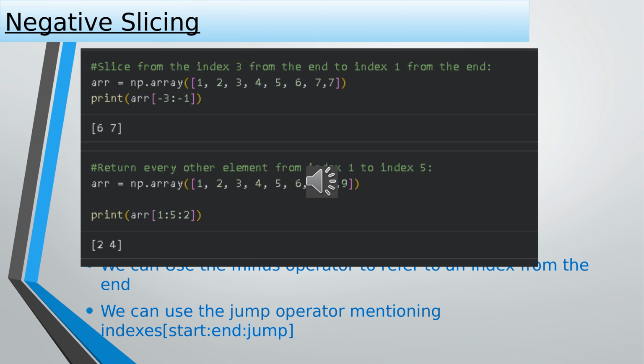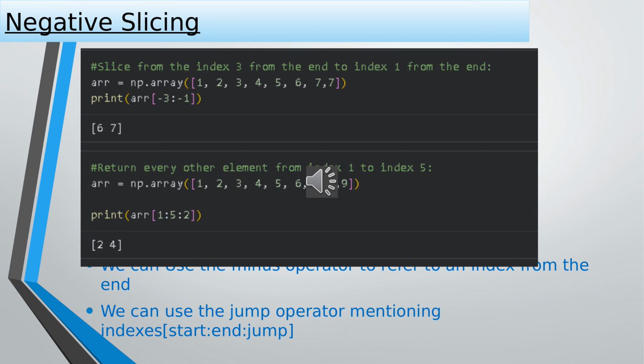Just like negative indexing, negative slicing starts counting from the end. The last element has an index of -1. The second last element has an index of -2. The third last element has an index of -3, and this pattern continues. Let's look at the first example.